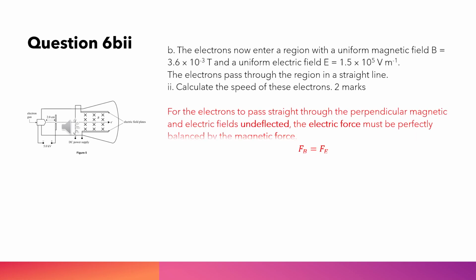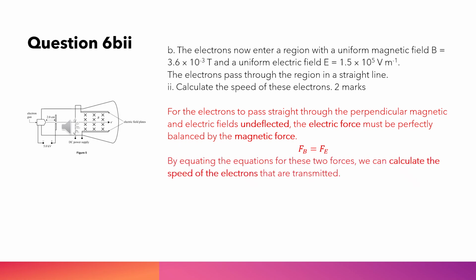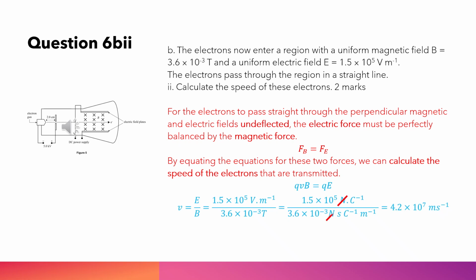For the electrons to pass straight through the perpendicular magnetic and electric fields undeflected, the electric force must be perfectly balanced by the magnetic force. By equating the equations for these two forces, we can calculate the speed of the electrons that are transmitted.